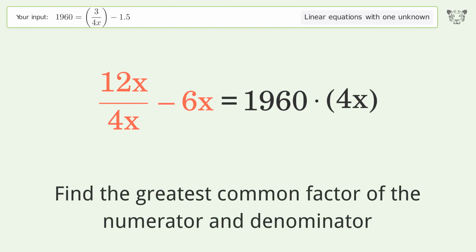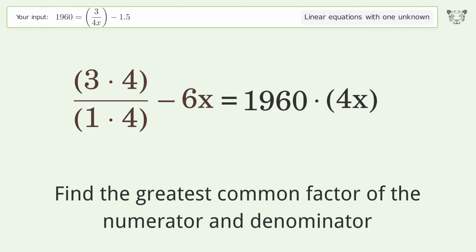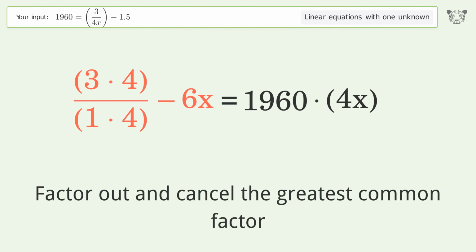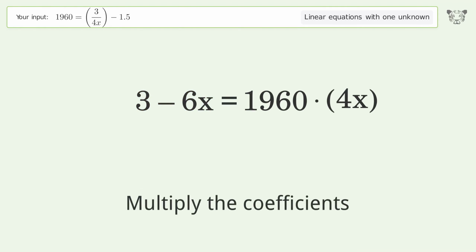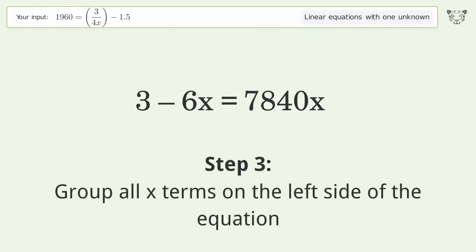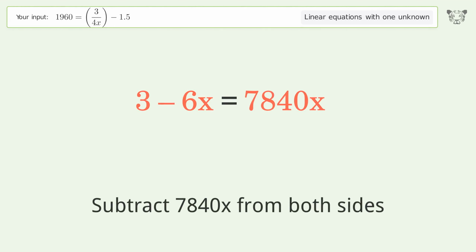Find the greatest common factor of the numerator and denominator. Factor out and cancel the greatest common factor. Multiply the coefficients. Group all x terms on the left side of the equation. Subtract 7,840x from both sides.